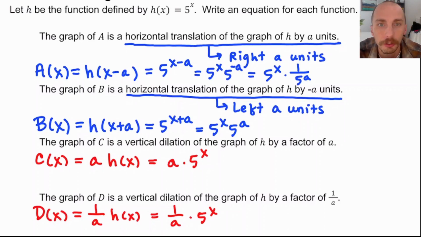And for the vertical dilations, by a factor of a, we're just multiplying by a, or 1 over a in the case of d of x. But there's really not anything else we can do with that unless we knew that a was, I don't know, maybe a factor or a power of 5. Or a factor of 5, I guess. But yeah, without knowing more about a, there's not going to be anything else we can do with these.